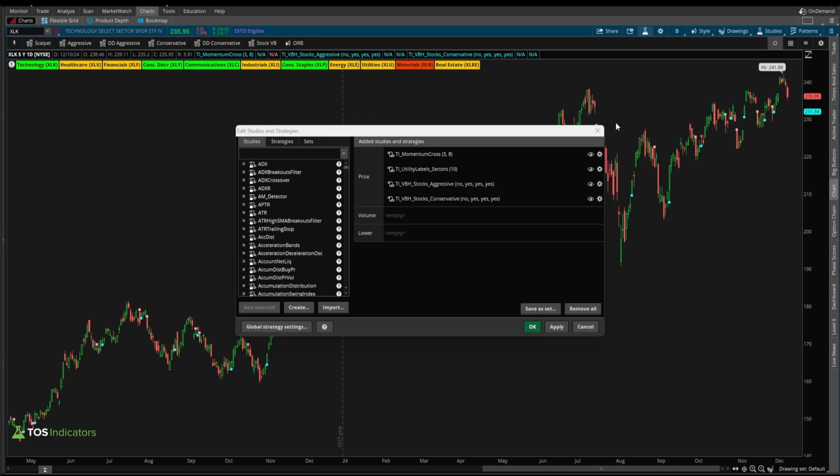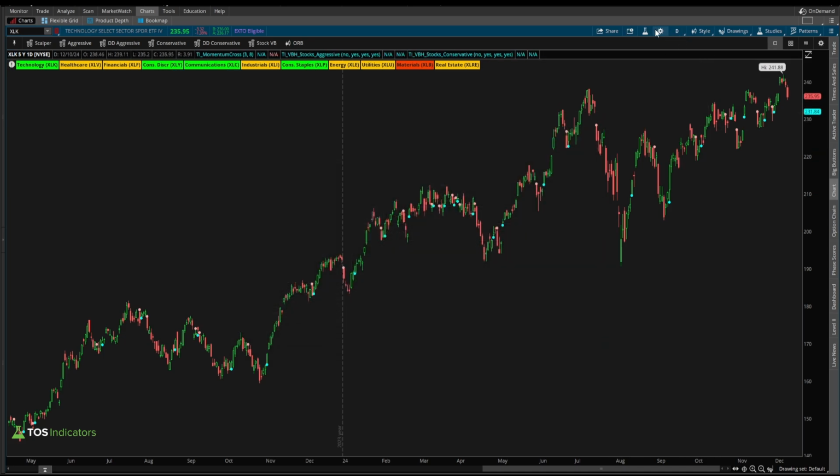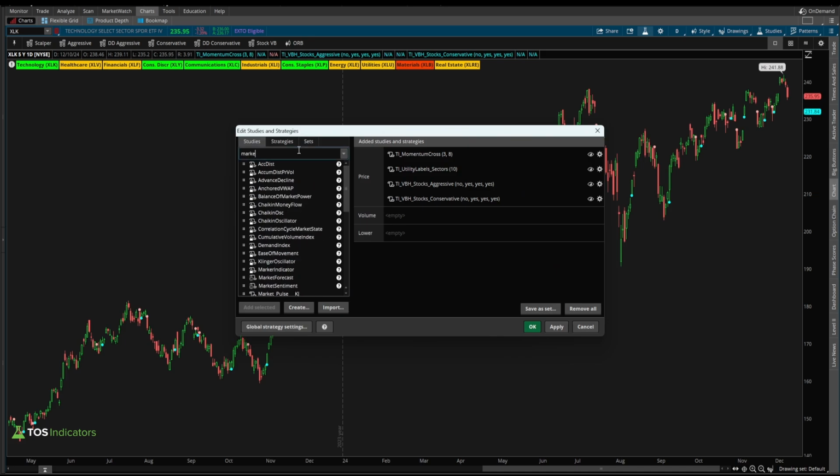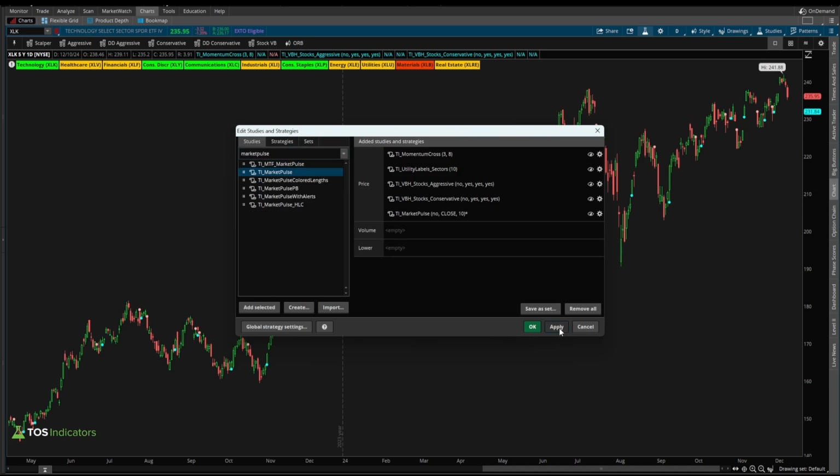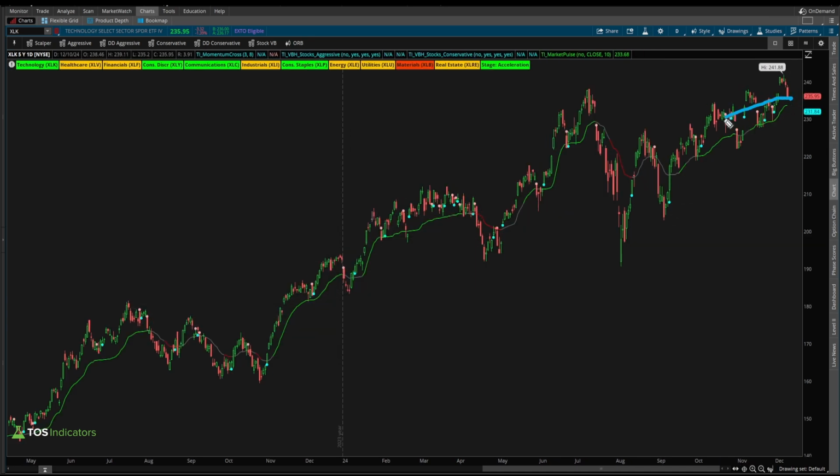Now, this is not just based off of today's activity, but rather the market pulse indicator, which looks at the broader trend. It gives you an idea of what market stage this particular sector is in, and you can ride that market stage all the way up until you start to get clues of that market stage starting to reverse.